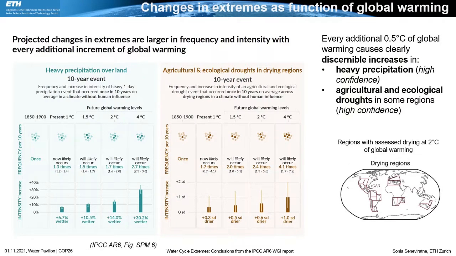For droughts, it's a similar picture, but in this case, we're only looking at regions which are drying, so it's only part of the land area. For heavy precipitation, the statistics were for all of the land area. For the drying regions, you see that we have a range of regions where we find that there is an increase in droughts at 2 degrees of global warming. And again, there we have an increase both in the frequency of those events and in the intensity of these events with increasing global warming.